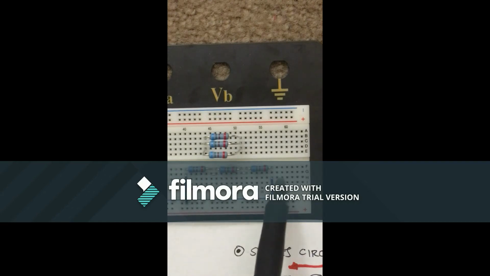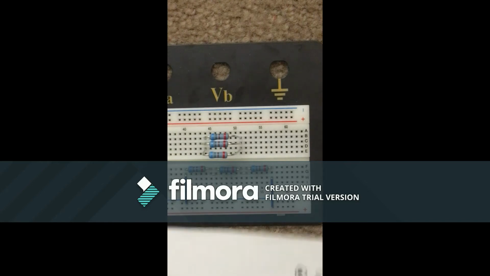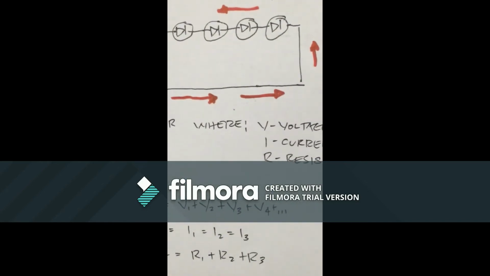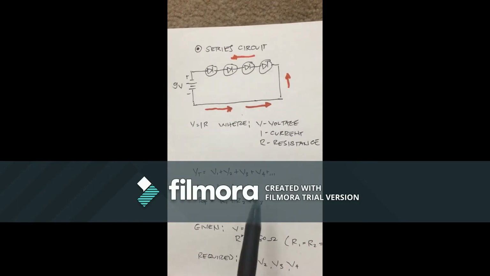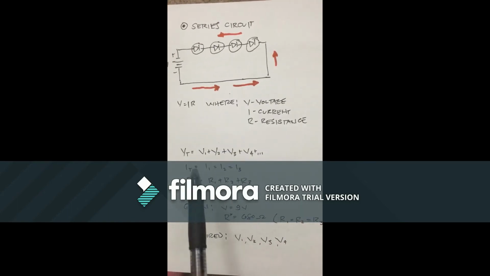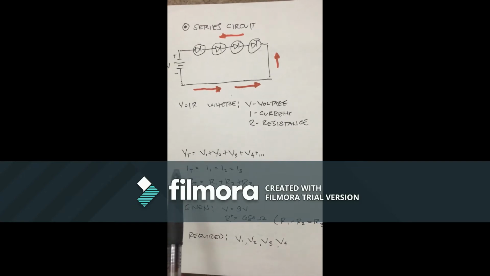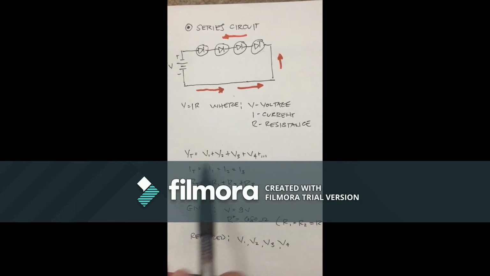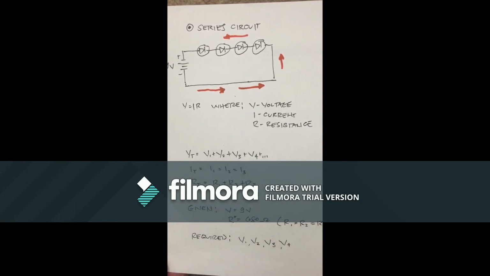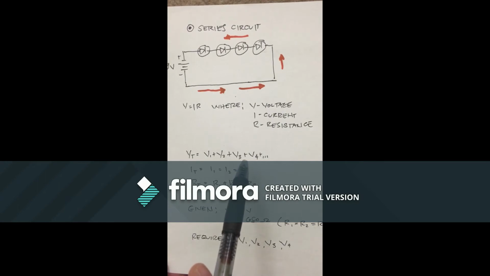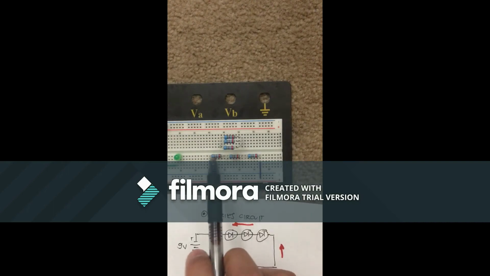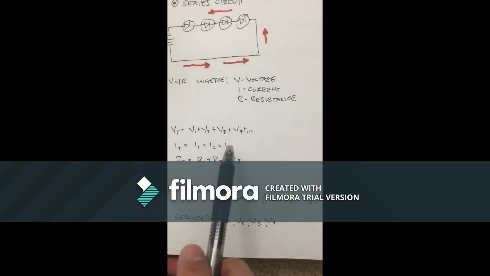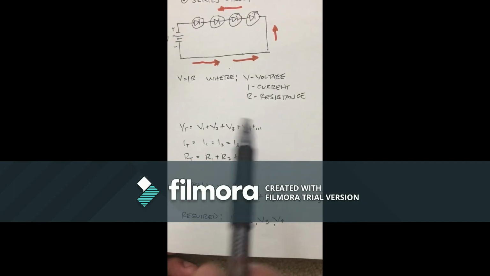So we have here a series circuit configuration, and based on the formula for the series circuit, to get the total voltage we have to add V1, V2, V3, and so on and so forth, if we have more than 3 resistances or loads. We have to add the voltage drop on each resistor.